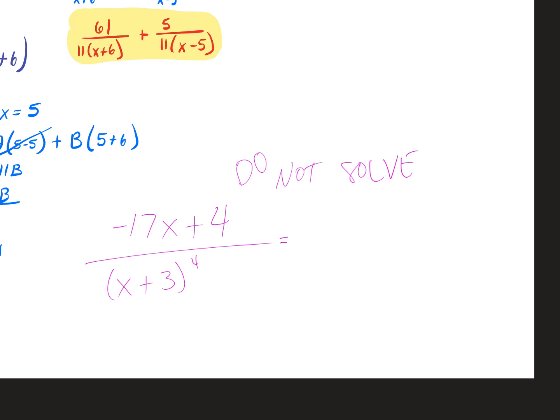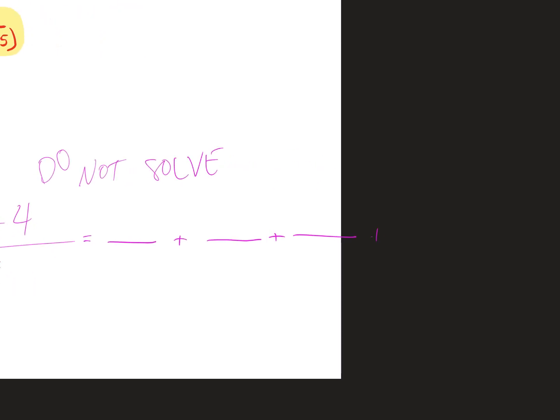How many denominators will I have? How many fractions will I have? Why do you know it's 4? Because it's the power of 4. Say you factor it and you just have 3. You end up factoring it, it comes out 3, then you have 3.